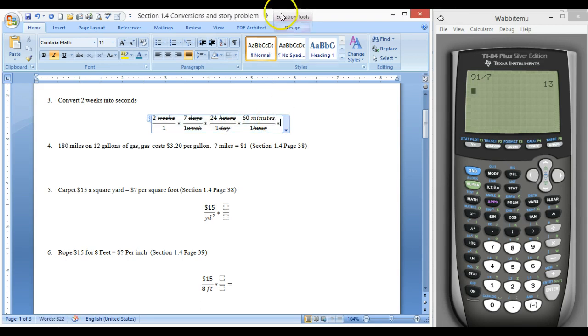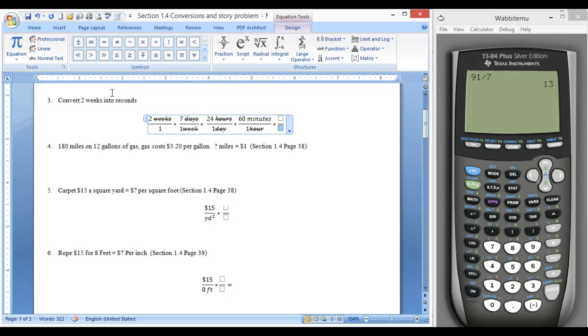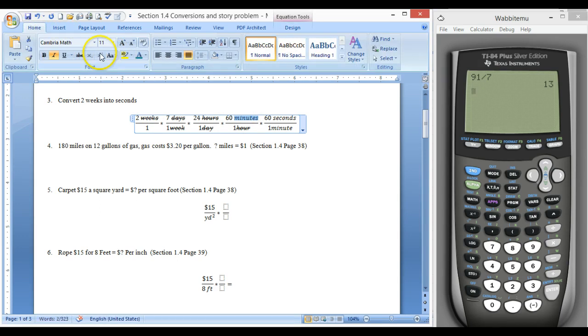But I'm still not down to seconds, so I'm going to multiply it by yet another fraction. And this one, I know I'm trying to get rid of minutes. I'm going to just do minute. And that's 1 minute. And I know that 1 minute has 60 seconds. Whew, so now I've gotten down to my unit of second. And I'm going to cancel out my minutes, and the only unit I have left here is seconds.